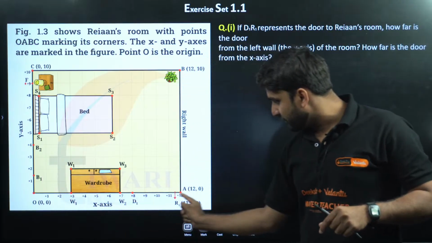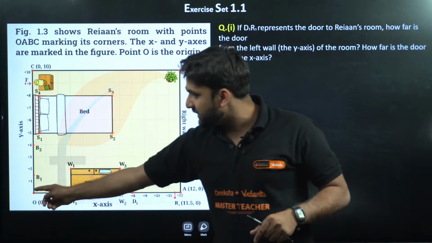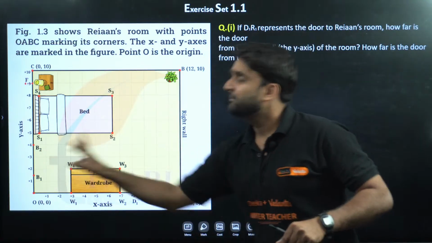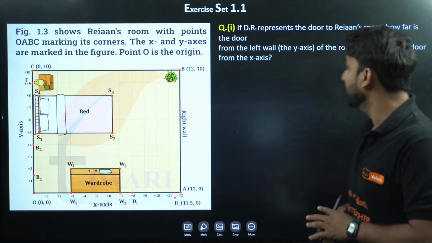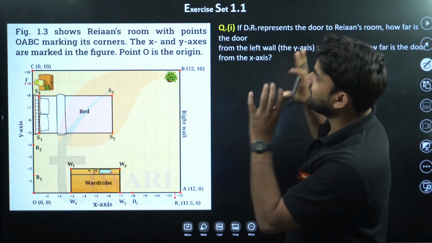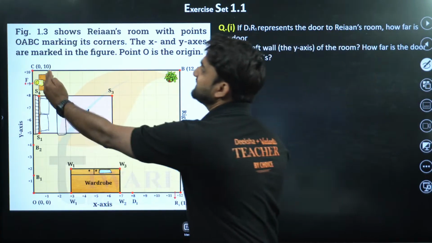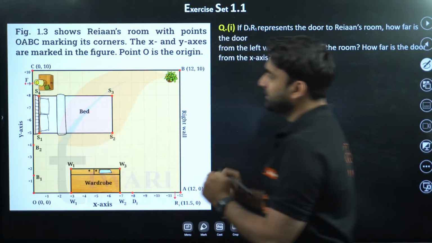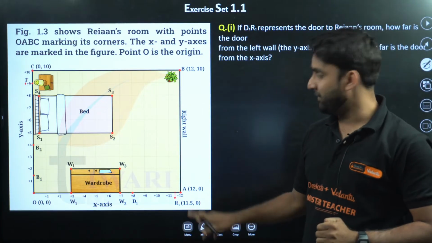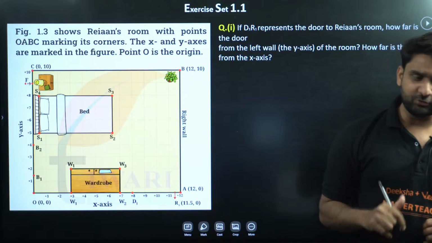The numbers on the X axis are positive, and the numbers on the Y axis are also positive. So we can consider this the first quadrant of the Cartesian plane. We have the Cartesian plane, and on the first quadrant the structure of the room is placed, and we have two axes. Now moving to the first question.